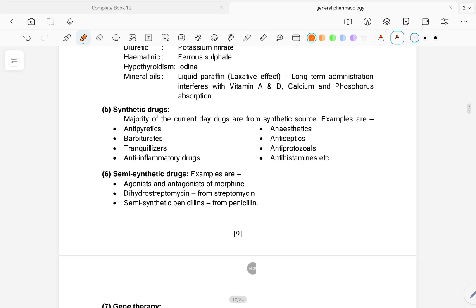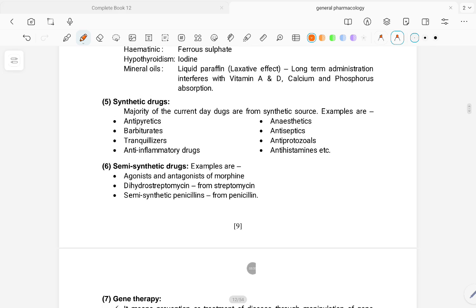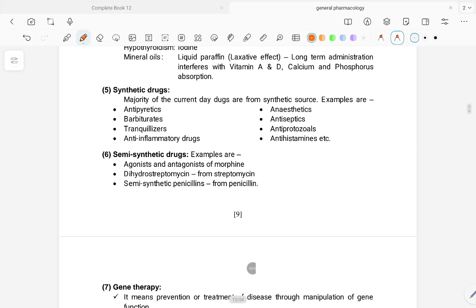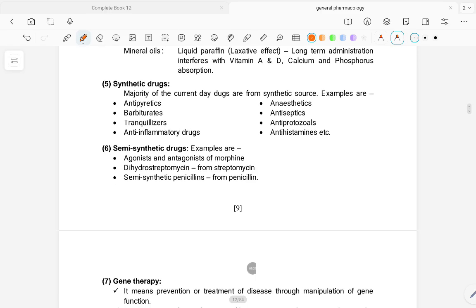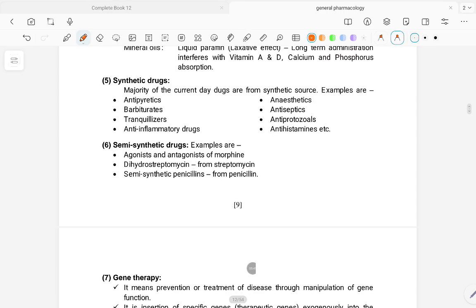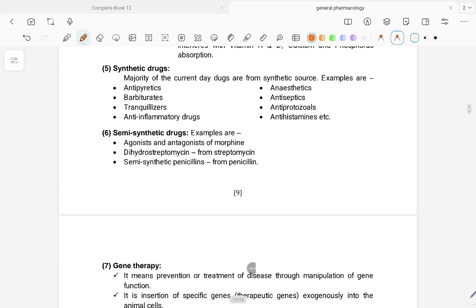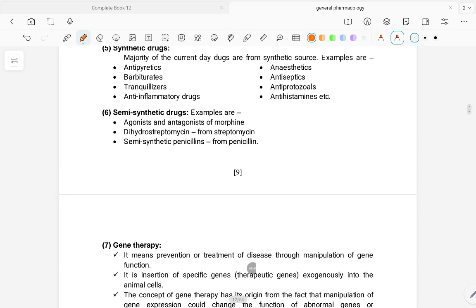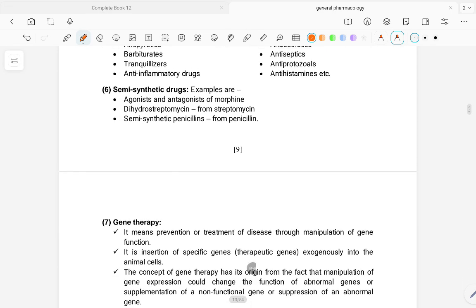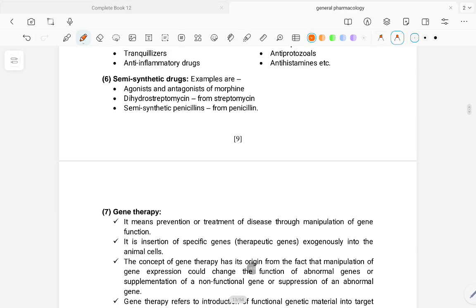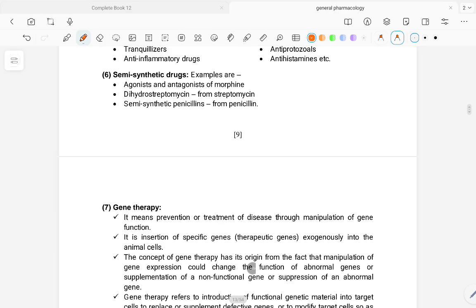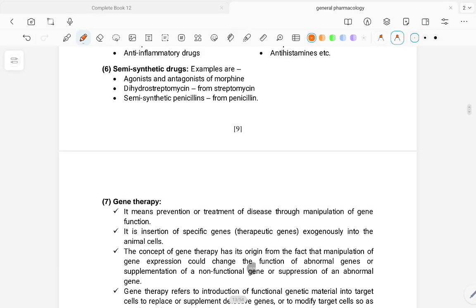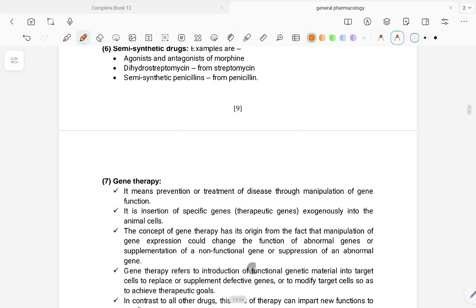Synthetic drugs. The majority of current day drugs are from synthetic sources. Examples are antipyretics, barbiturates, tranquilizers, anti-inflammatory drugs, anesthetics, antiseptics, antiprotozoals, antihistaminics, etc. Semi-synthetic drugs. Examples are agonists and antagonists of morphine, dihydrostreptomycin from streptomycin, and semi-synthetic penicillins from penicillin.